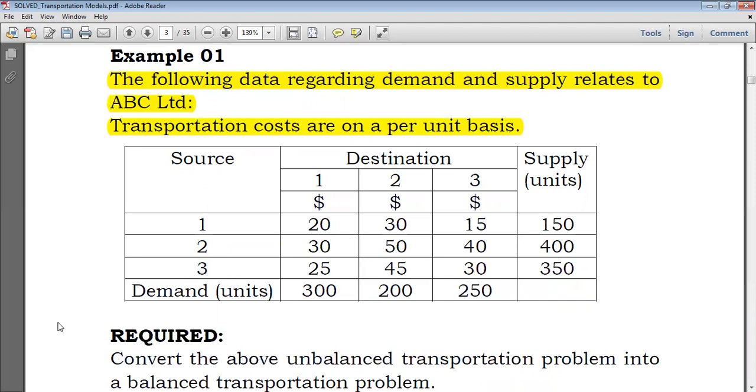So what are we required to do? We are told to convert the above unbalanced transportation problem into a balanced transportation problem. How do you balance this? It's simple. You just count total supply and total demand. Total supply equals 150 for source 1, 400 for source 2, and 350 for source 3, which gives you a total of 900 units.